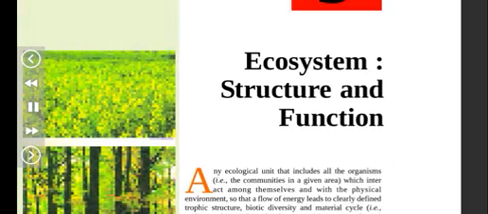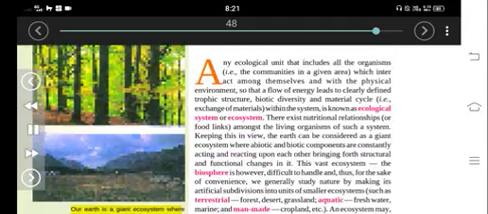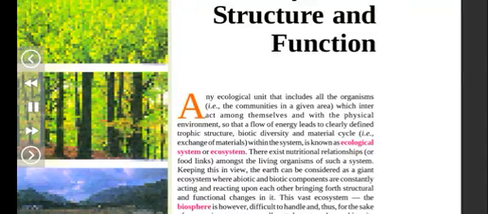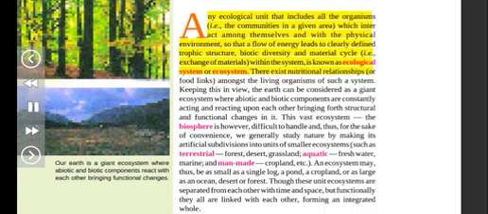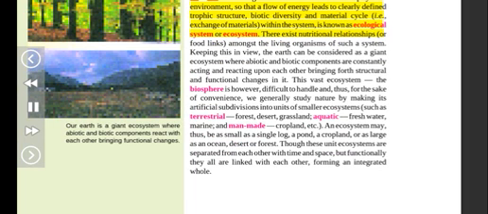Our Earth is a giant ecosystem where abiotic and biotic components react with each other, bringing functional changes. Ecosystem: structure and function. Any ecological unit that includes all the organisms, i.e., the communities in a given area, which interact among themselves and with the physical environment, so that a flow of energy leads to clearly defined trophic structure, biotic diversity and material cycle, i.e., exchange of materials within the system, is known as ecological system or ecosystem.